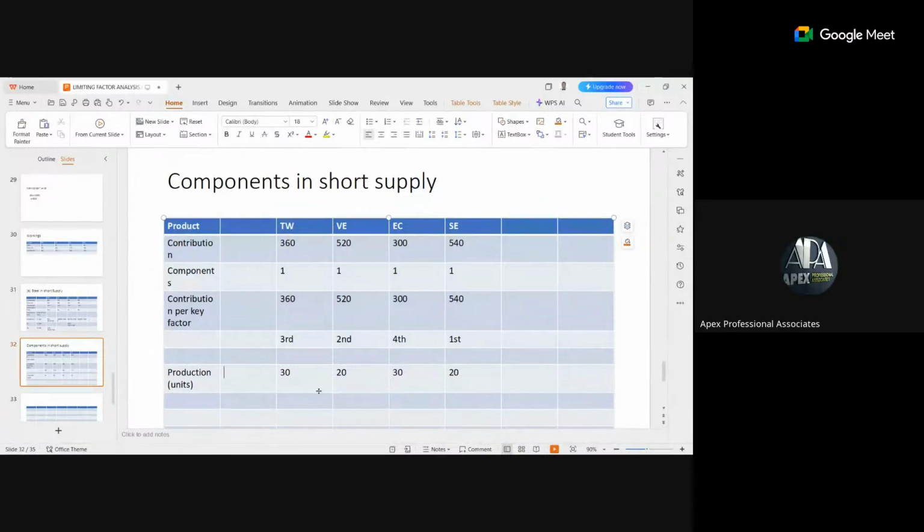So the total components we need to produce the special order is what? 100. So we have a balance of what? 300. So which is ranking first now? SE. So how many units do we have to produce for SE? 180, because we've used 20 for the special order. We are left with 180. So in relation to the special order, how many units of the components do we need? 180. Okay, good.